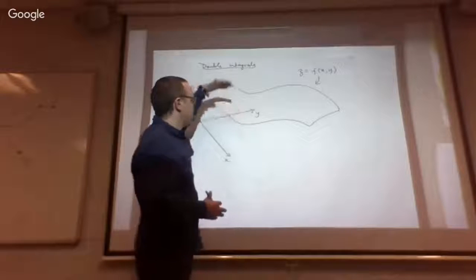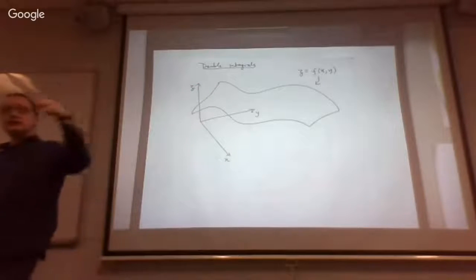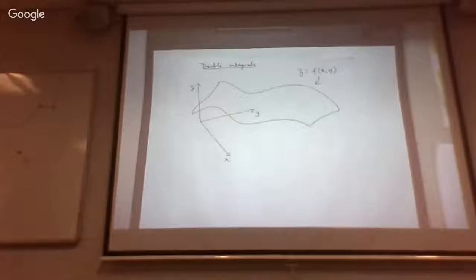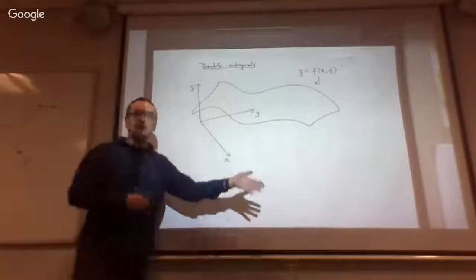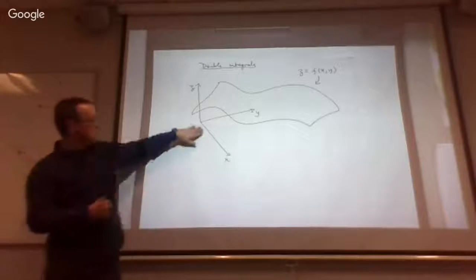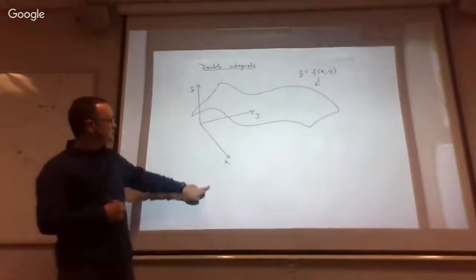First, it's literally above the xy plane in neighborhoods where the function is positive. In areas where the function is negative, the surface will be going beneath the plane, because when you're beneath the plane, you've got negative z values.